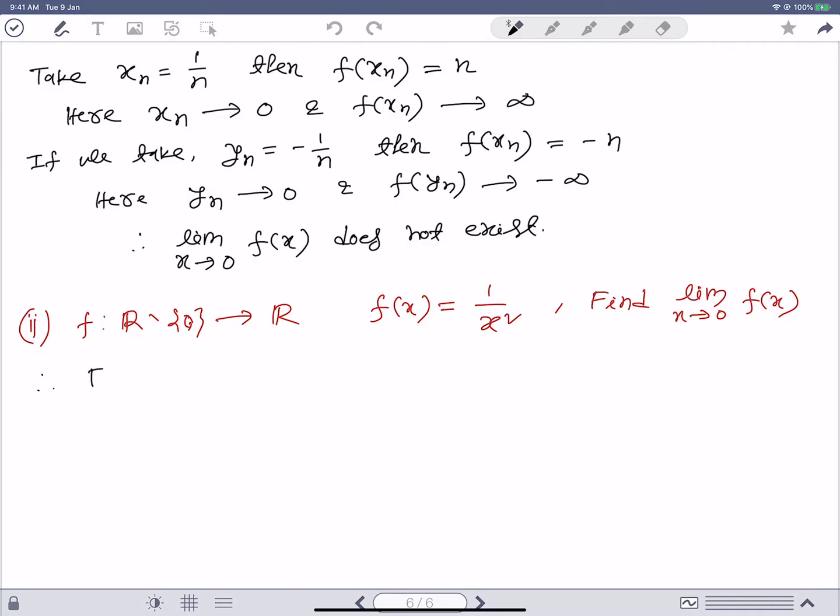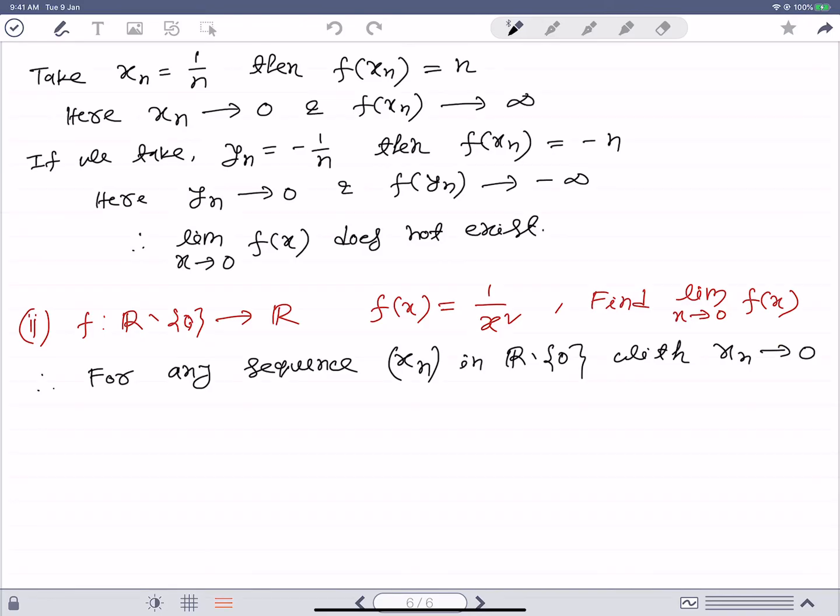So here we can prove it. For any sequence xn in R minus 0 with xn converges to 0. Now since xn converges to 0, that implies xn square also converges to 0, and all of these terms are positive, right? Now that implies 1 by xn square diverges to infinity, right? Or you can say 1 by xn square goes to infinity as n goes to infinity.